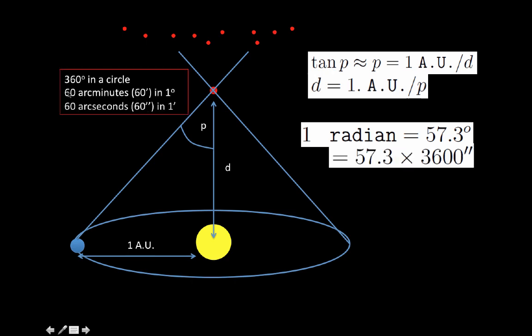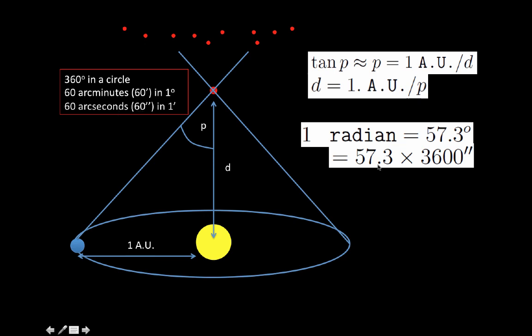So what's an arcsecond? Well, there are 360 degrees in a circle. An arc minute is defined as 1/60th of a degree. So there are 60 arc minutes in 1 degree. And then there are 60 arc seconds in 1 arc minute. Arc seconds are denoted by 2 apostrophes, and arc minutes by one, so this is 60 arc minutes. So in other words, there are 3,600 arc seconds in a degree. So an arc second is 1/3,600th of a degree.